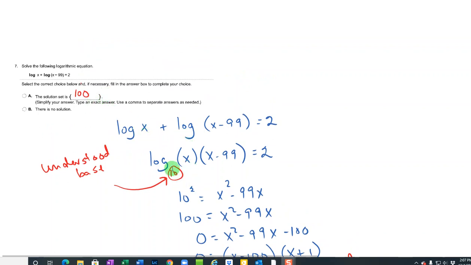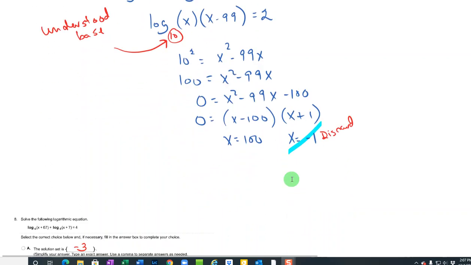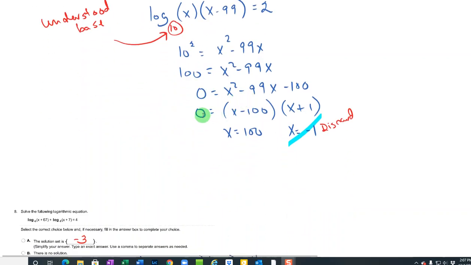It's not written there, but we're going to combine these two. So we have log base 10 of x times x minus 99 equals 2. So base to exponent, 10 squared equals x squared minus 99x. That's 100. We're going to subtract that 100 over here. So now I've just got a quadratic. 0 equals this. I can factor 100 and 1.